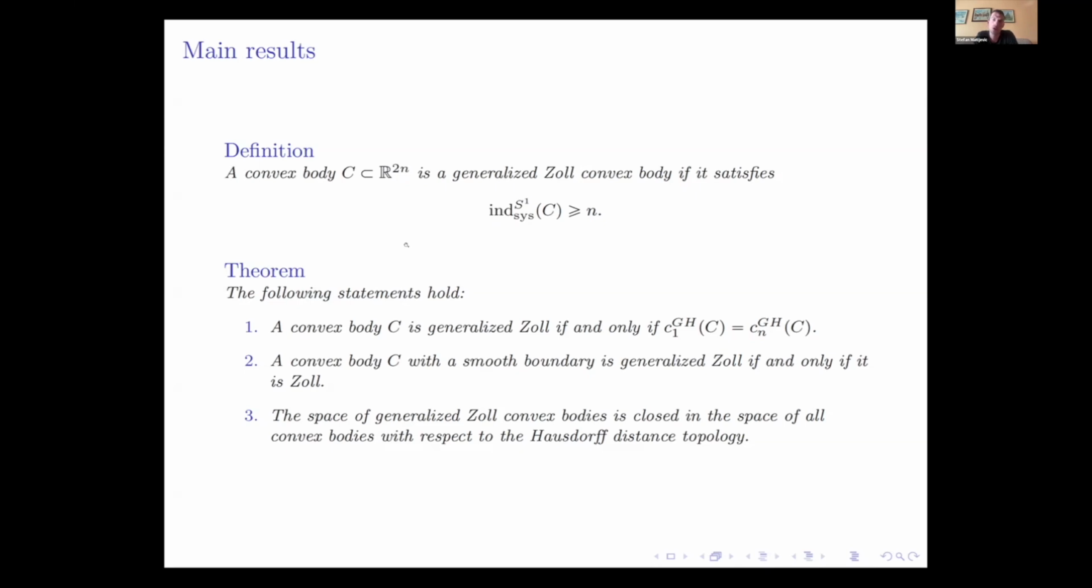At least it would have to happen that for every convex body which is strictly smaller than a generalized Zoll convex body, the first Gutt-Hutchings capacity would have to be strictly smaller than the first Gutt-Hutchings capacity of that convex body, which would be in some sense a necessary condition. But then to connect it with the volume would be different. I don't know. This is how I see it at the moment, but I'm not sure I answered your question.